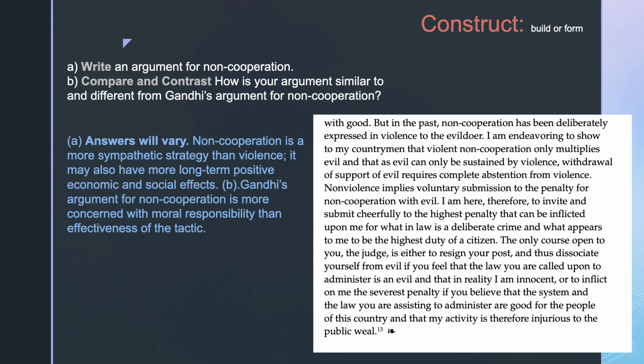All right, your answers will vary, because this is a writing assignment and one based on your own reasoning. But here's an example. So for part A, non-cooperation is a more sympathetic strategy than violence. It may also have more long-term positive economic and social effects. So part A, that is your argument in favor of non-cooperation. B, this is your compare and contrast. So Gandhi's argument for non-cooperation is more concerned with moral responsibility than effectiveness of the tactic. So that explains how your argument for non-cooperation, your reasoning, is different than Gandhi's.